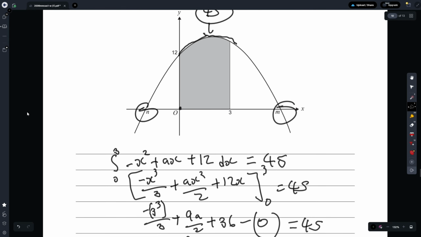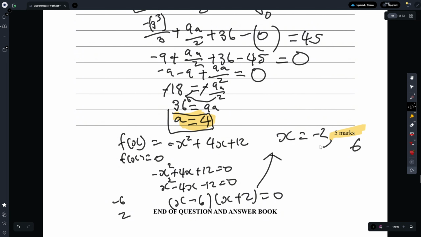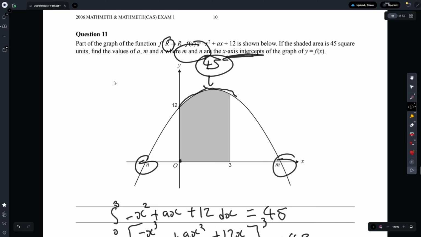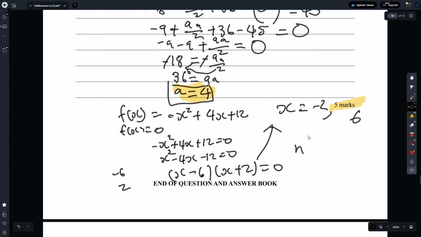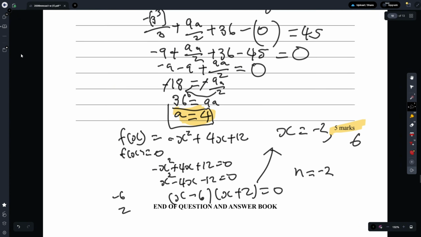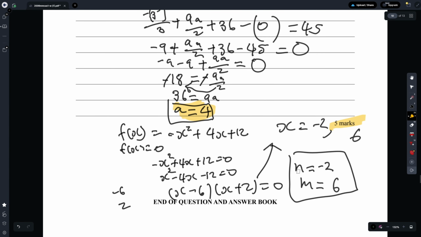We're not done yet though. It's asking for values of m and n, but we have x values right here. Let's go back to the graph. Notice how n right here is less than 0 and m is greater than 0. This means that n has to equal negative 2 because it's less than 0, and m has to equal 6. So that gives us our answer.